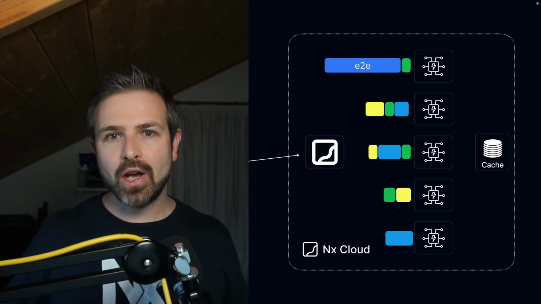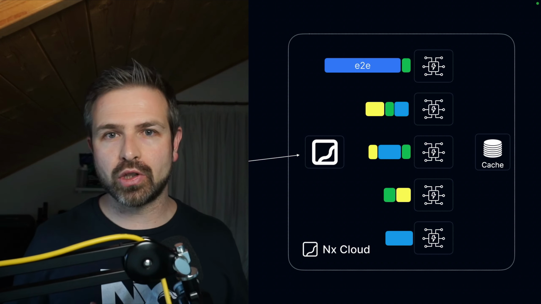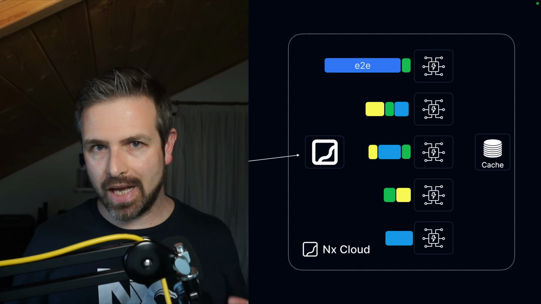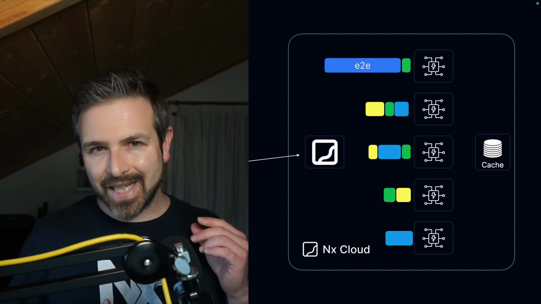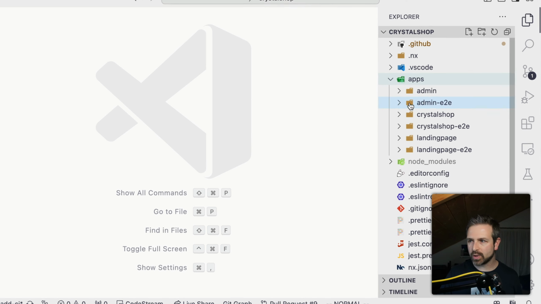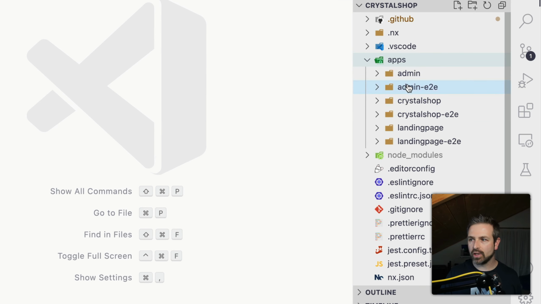Now, we've seen this over and over again when we work with our clients, and this has been a pain over the last couple of years. Starting with Nx 18 and the introduction of what we call Project Crystal, we introduced a feature that allows us to automatically infer tasks. Now, why is that important? Why is that interesting?